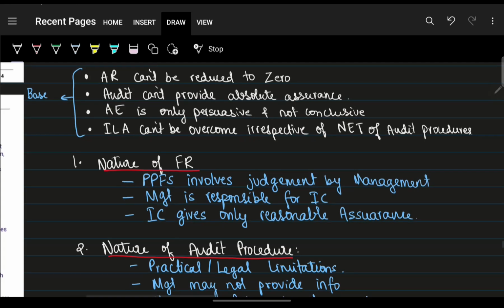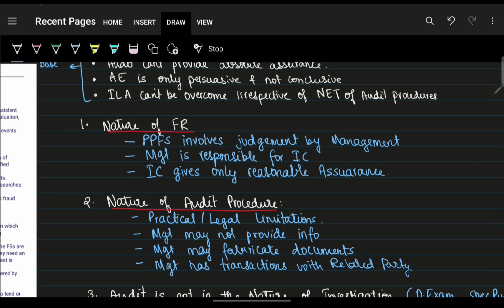So what are the inherent limitations? Firstly, it is the nature of financial reporting. PPFS, preparation and presentation of financial statements, involves judgment by management. This judgment is very subjective in nature, right? So it depends on each and every management. A different management can come to a different conclusion or different judgment, right? So PPFS involves judgment by the management, which is subjective.